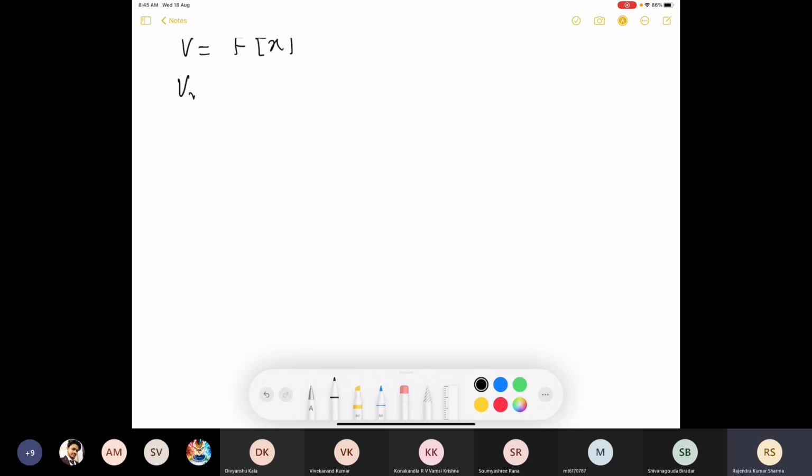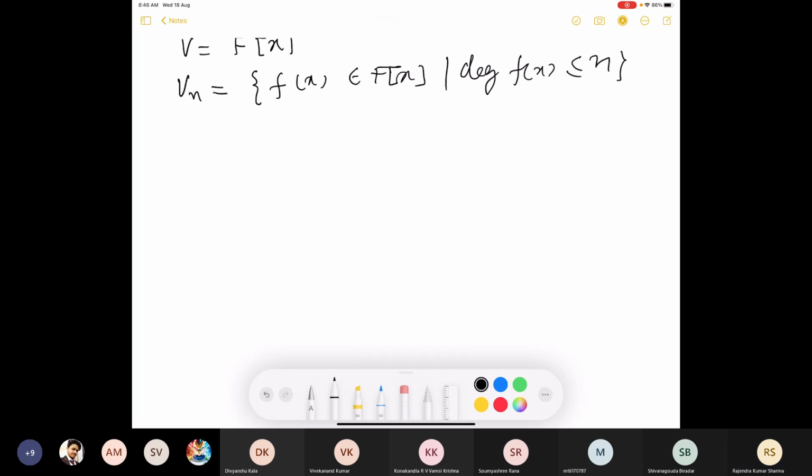And so if you take, say, Vn, for example, as the set of all polynomials of degree less than or equal to n, in that case this is a polynomial f(x) and the degree of the polynomial f(x) is at most n. Then this Vn is a vector space, and this is a finite dimensional vector space.